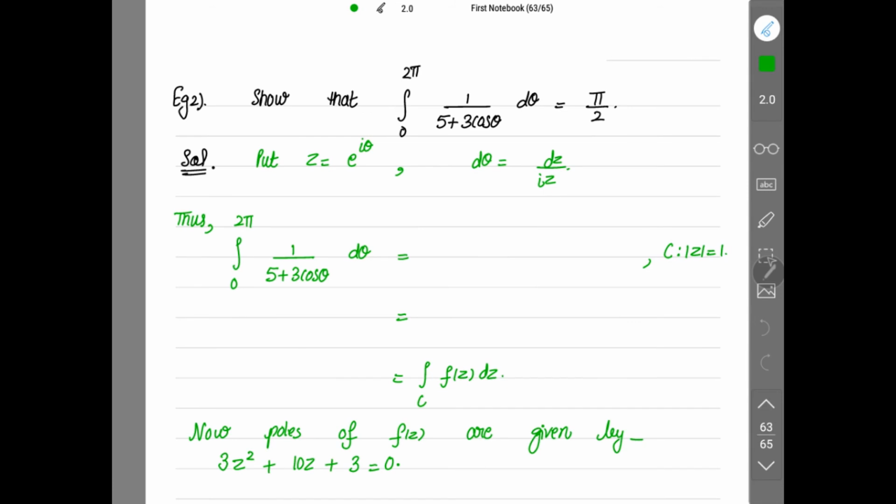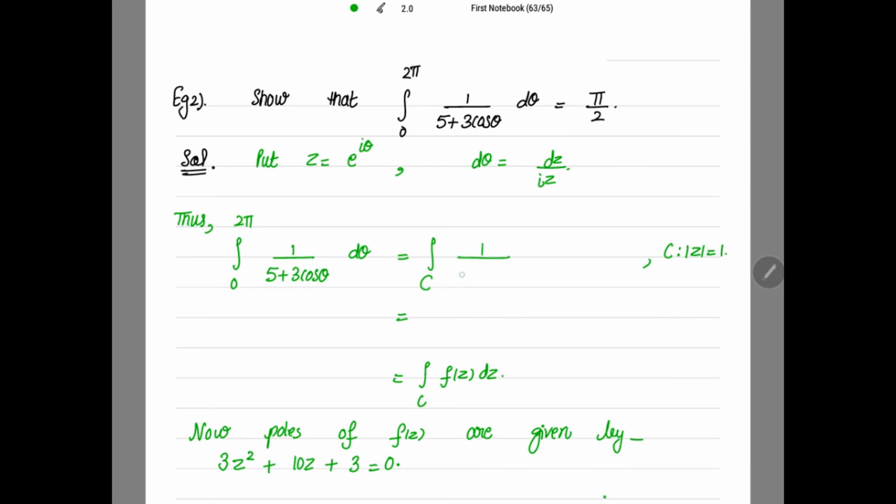Next example: show that the integration from 0 to 2π of 1 over 5 plus 3 cos θ dθ is equal to π by 2. Now here the limits are from 0 to 2π, so there is nothing to change in the limits. And we have cos θ in this integration, so it's okay for us. Just put z equal to e to the power iθ, and from there dθ is dz over iz. Thus, because I'm going to change this integration in terms of z, I have to mention C over here instead of these limits.